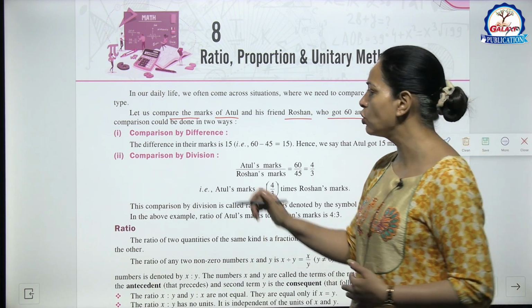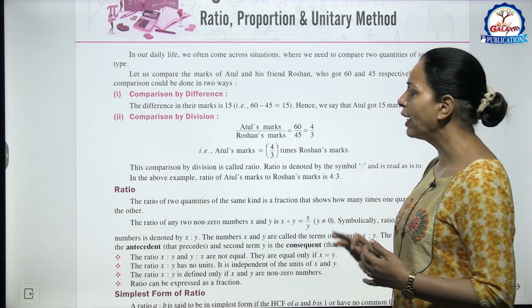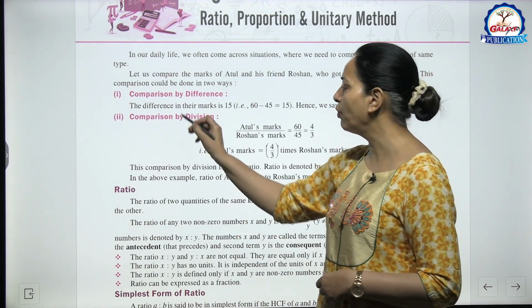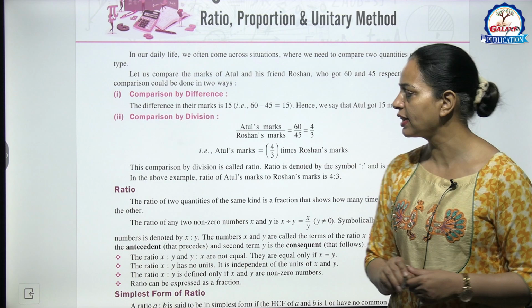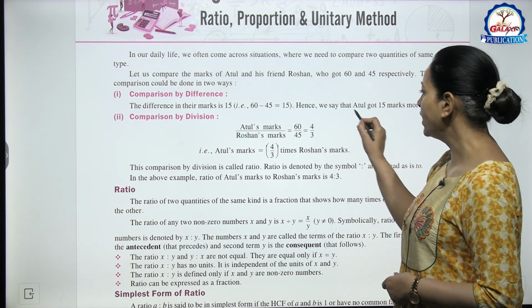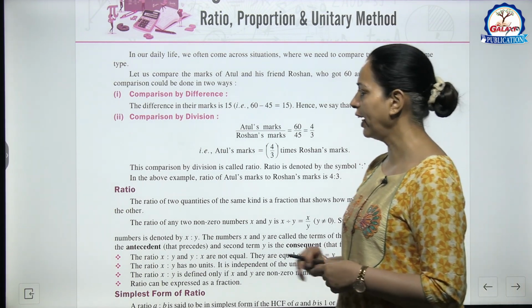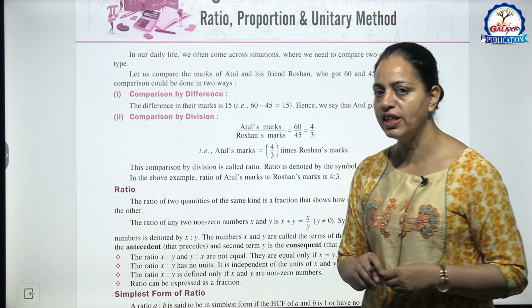This comparison could be done in two ways. One way is comparison by difference. The difference in their marks is 15: 60 minus 45 is 15. It means we say that Atul got 15 marks more. And the second way is comparison by division.